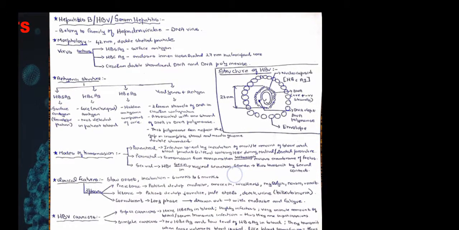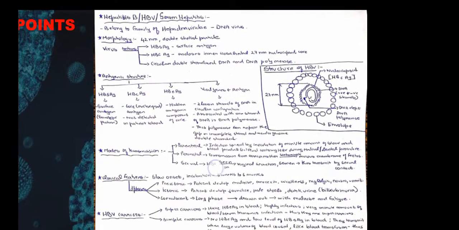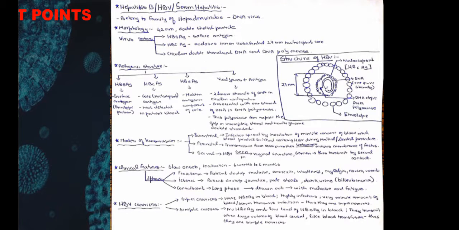Coming to the next part, we come into the main and the deepest part, that of the hepatitis B virus. The hepatitis B virus can appear as an essay for both medical and dental students. Hepatitis B or HBV, also known as serum hepatitis, belongs to the family of hepadnavirus, which is a type of DNA virus. So hepatitis A virus is an RNA virus, while hepatitis B virus is a DNA virus. Coming to the morphology, it is approximately 42 nanometers. It is a double shell particle.